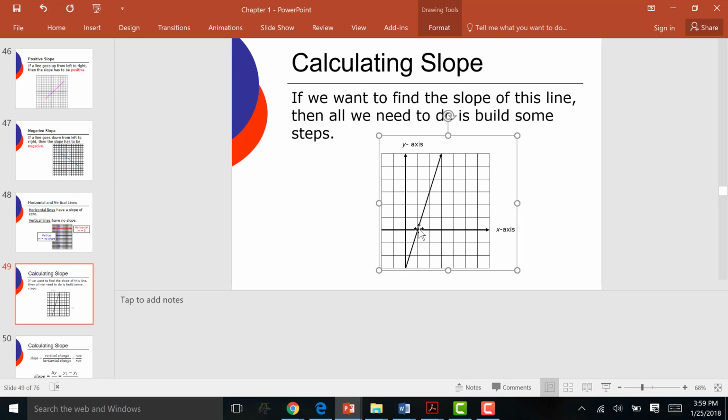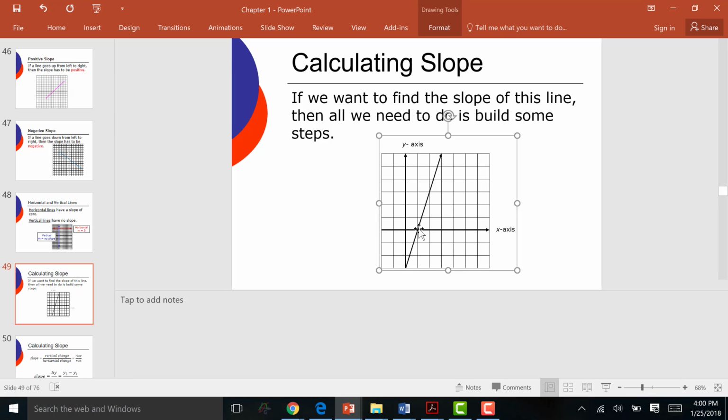I started with this point. Doesn't matter which point you start with, but I'm going to start with this point. I'm going to go to the left or to the right, or I'm going to go up or down. So I'm going to start out doing the rise. So I'm going to go up. How many spaces you think I should go up? 2. I'm going to go 1, 2. How many did I rise? 2. So my rise over here is going to be 2.